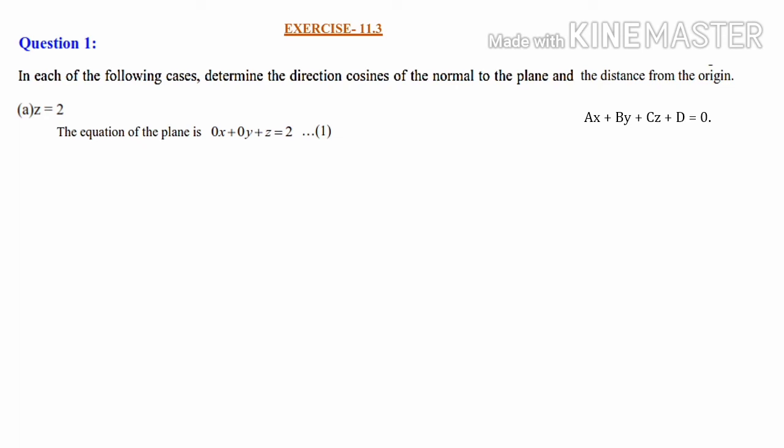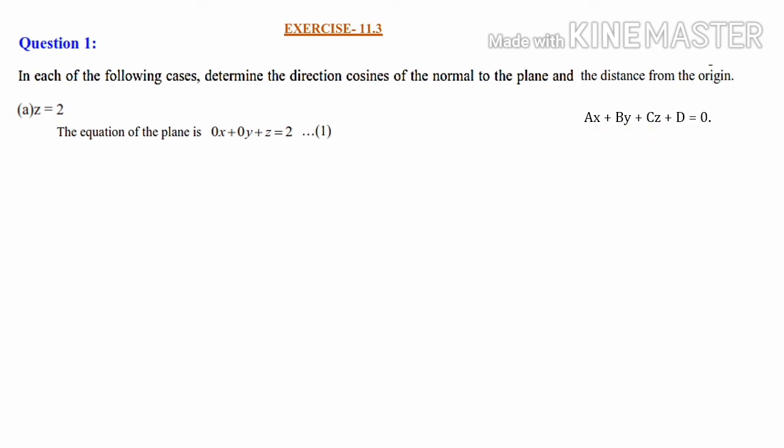In some textbooks it is using small a, small b, small c and small d. It's not a problem, anyone you can use. I am using capital letters. Here Ax plus By plus Cz plus D is equal to 0 is the general form, and A, B and C are the direction ratios of the normal to the plane.